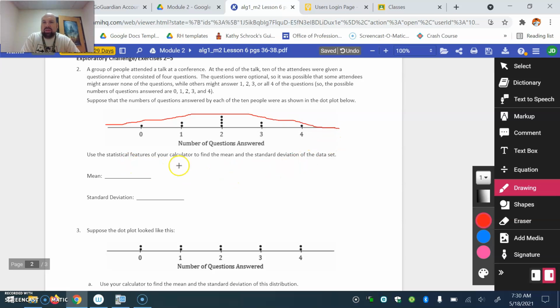Use the statistical feature in your calculator to find the mean and standard deviation of the data set. All right, so do that on your own. I'm going to pause the recording. When we come back, we'll take a look at the results.